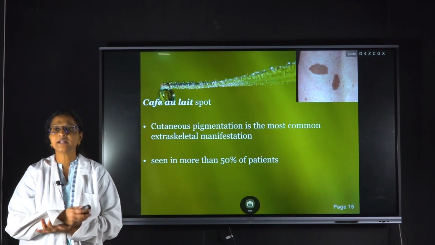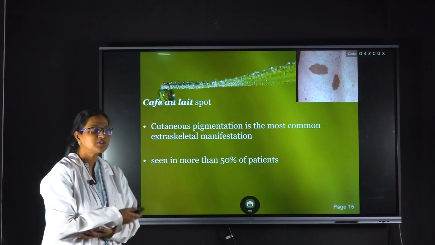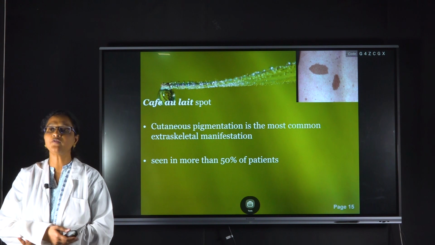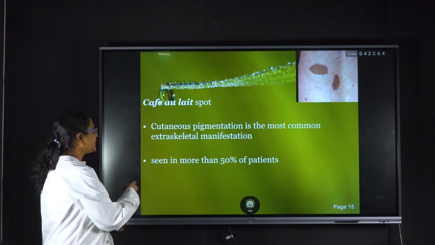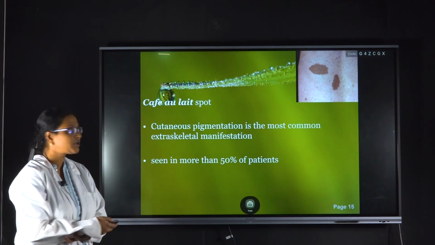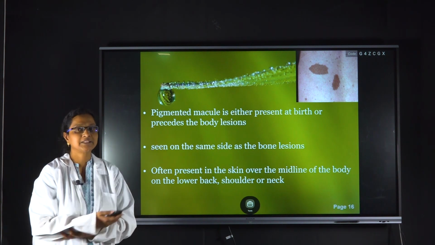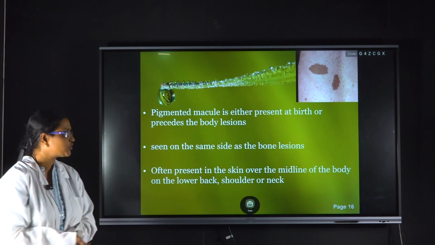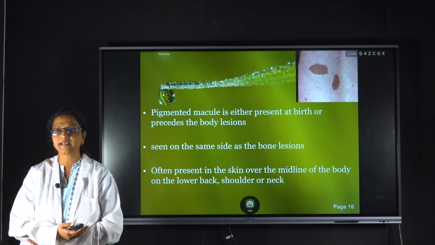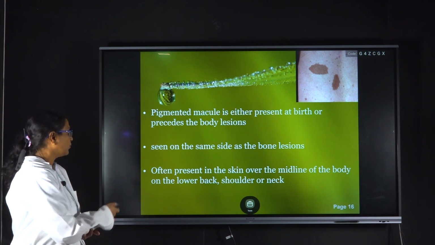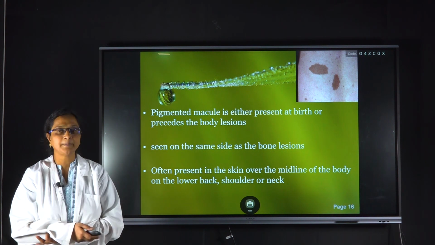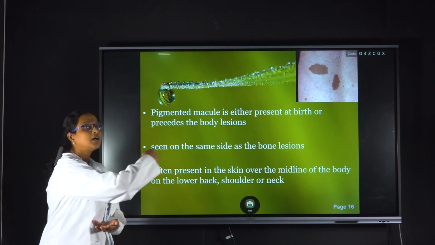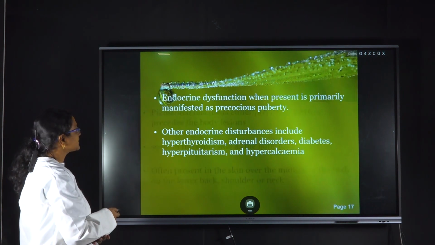Coming to what are cafe au lait spots. Cafe au lait spots are cutaneous pigmentations which are seen in some of the patients of fibrous dysplasia. It is seen in more than 50% of the patients. Usually it is present at birth or it may precede the occurrence of the bone lesions. It is seen on the same side as the lesions of the bone. It may be present on the skin over the midline of the body or on the lower back, shoulder or the neck. This is how the cafe au lait spots appear on the skin.